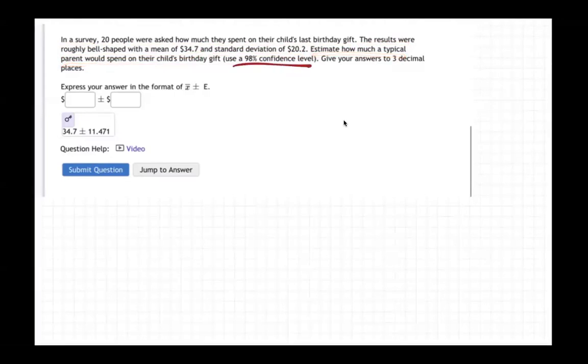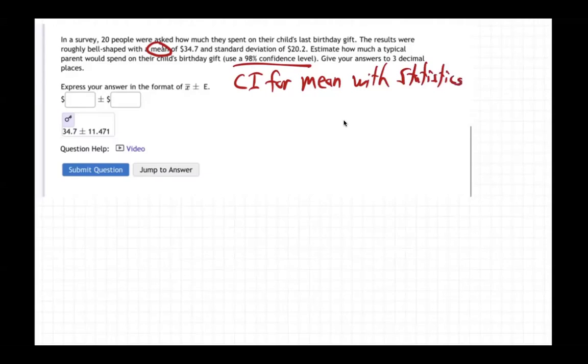Well, it's clearly a confidence interval. Notice it says mean right there, so it's for a mean. It's not for a proportion. There's nothing about a percentage here. For a mean, and there's no data. So it's with statistics. I'm just telling you where we're going to go. That's the online calculator that we're going to go to. It's going to be this one right here.